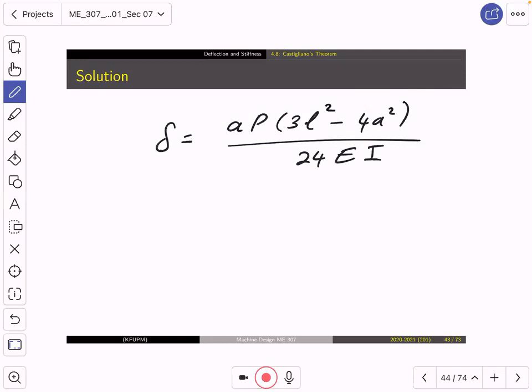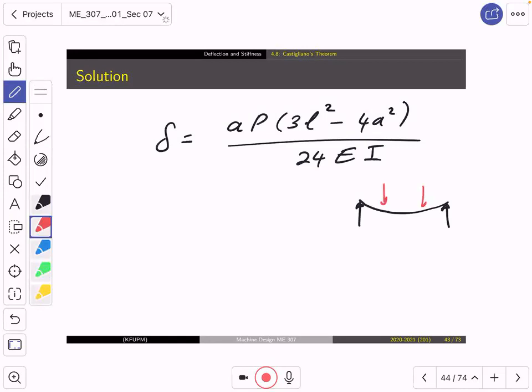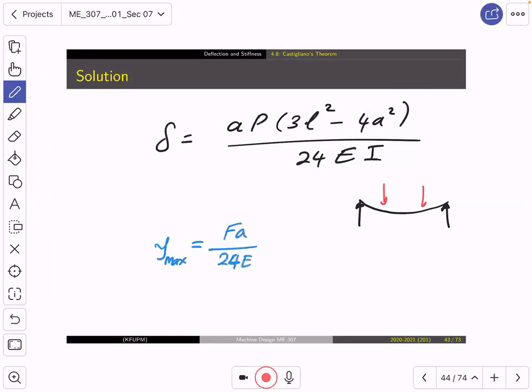Now, one little nice trick. If you go back to solution number 9 in the appendix, for a simply supported beam like this under two forces, you will find that y maximum, I am copying the equation from the end of the book, a ready solution, is FA over 24EI multiplied by 4A square minus 3L square.